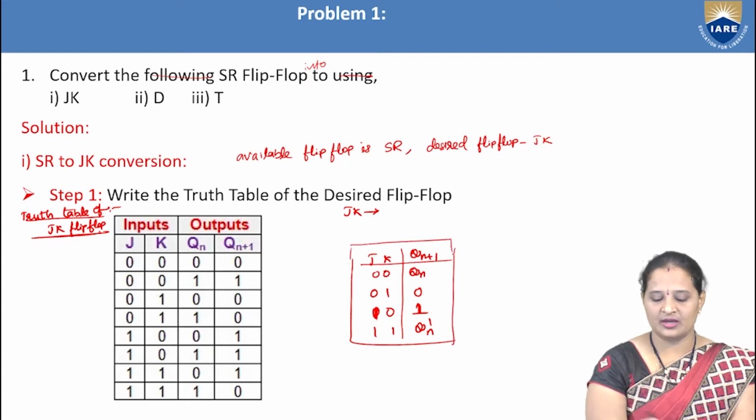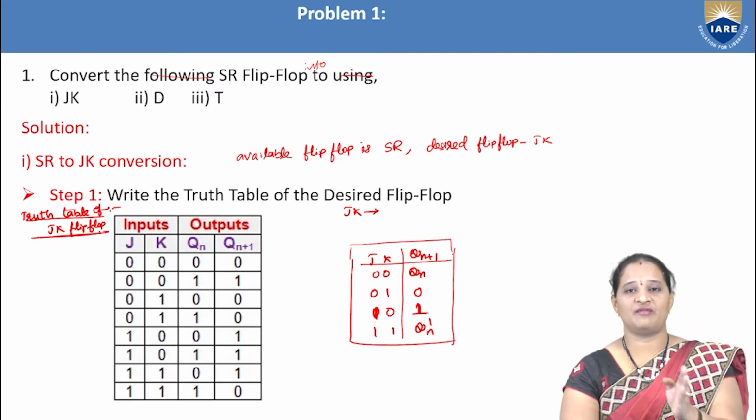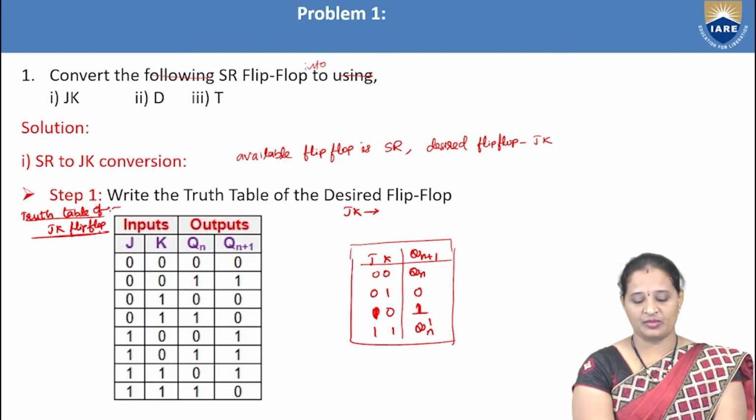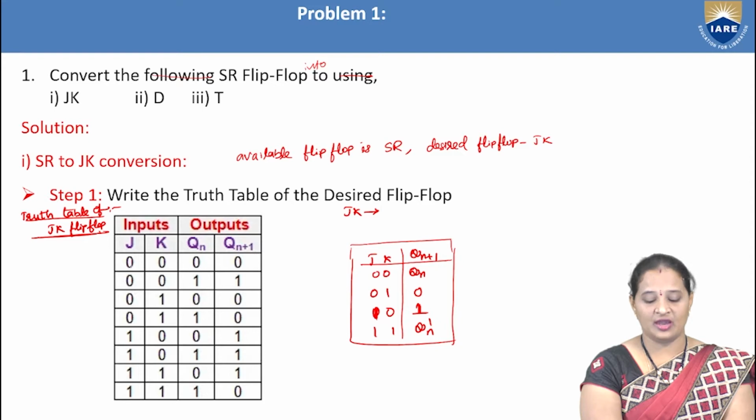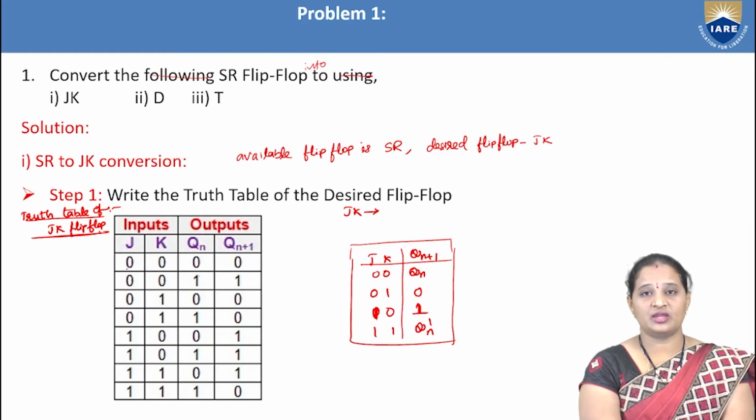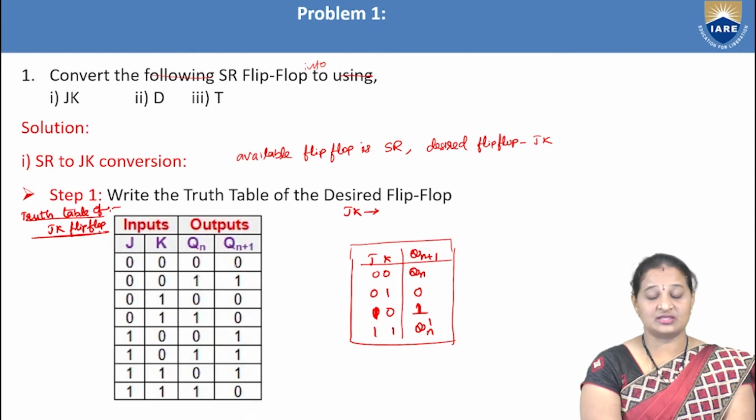So based on that, we have written the extended table for the JK flip-flop here. When the inputs J and K are 0, 0, I have considered the present state as 0 and 1. So when both the inputs are 0, 0, the next state is equal to the present state. As the present state is 0, the next state is also 0. And here, as the present state is 1, the next state is 1.